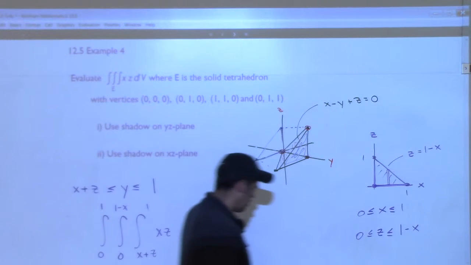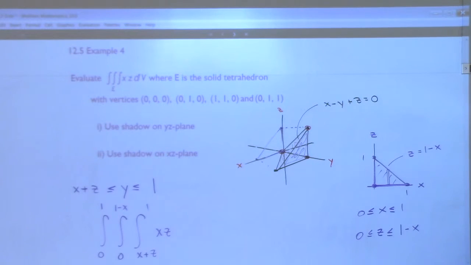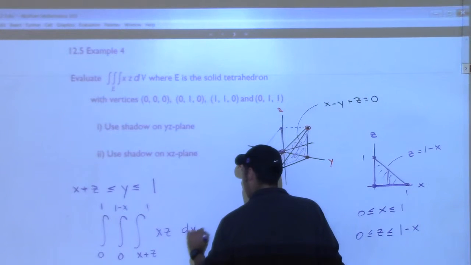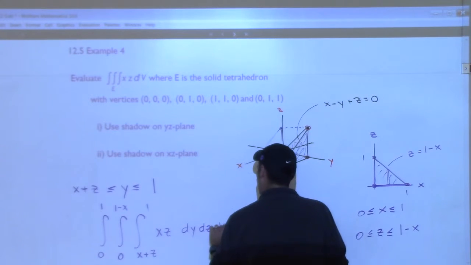So what is the order of integration there going to be? No, it's not. dy, dz, dx. There we go.